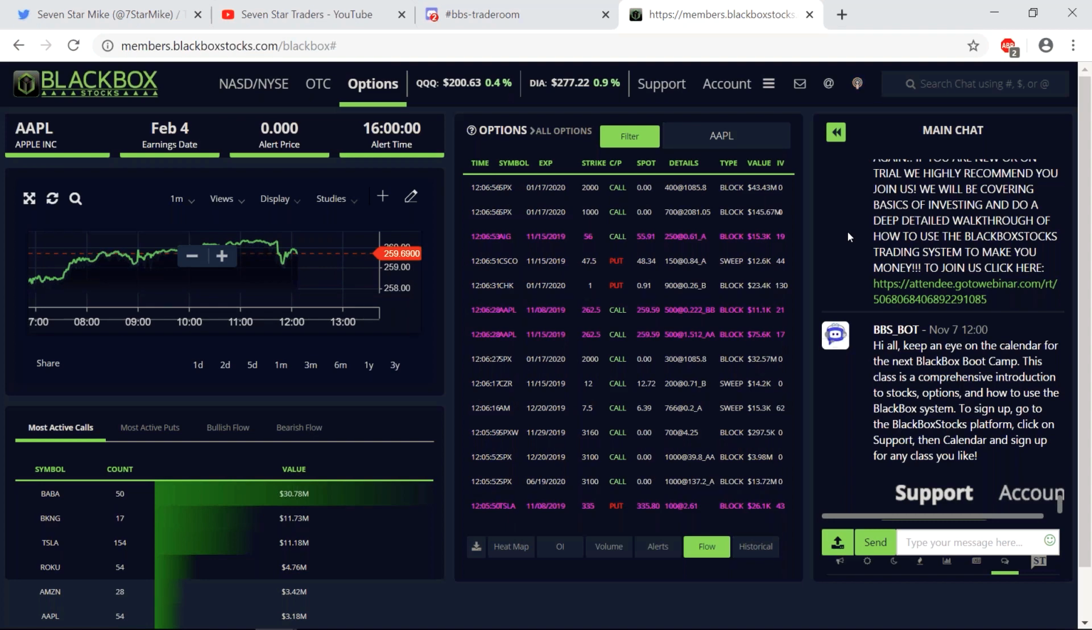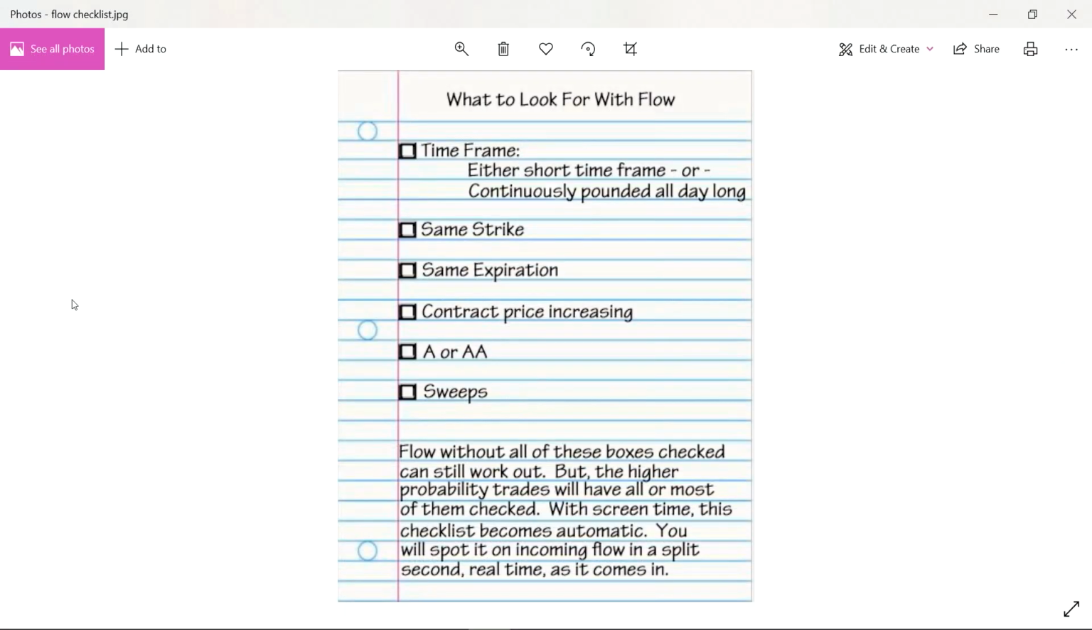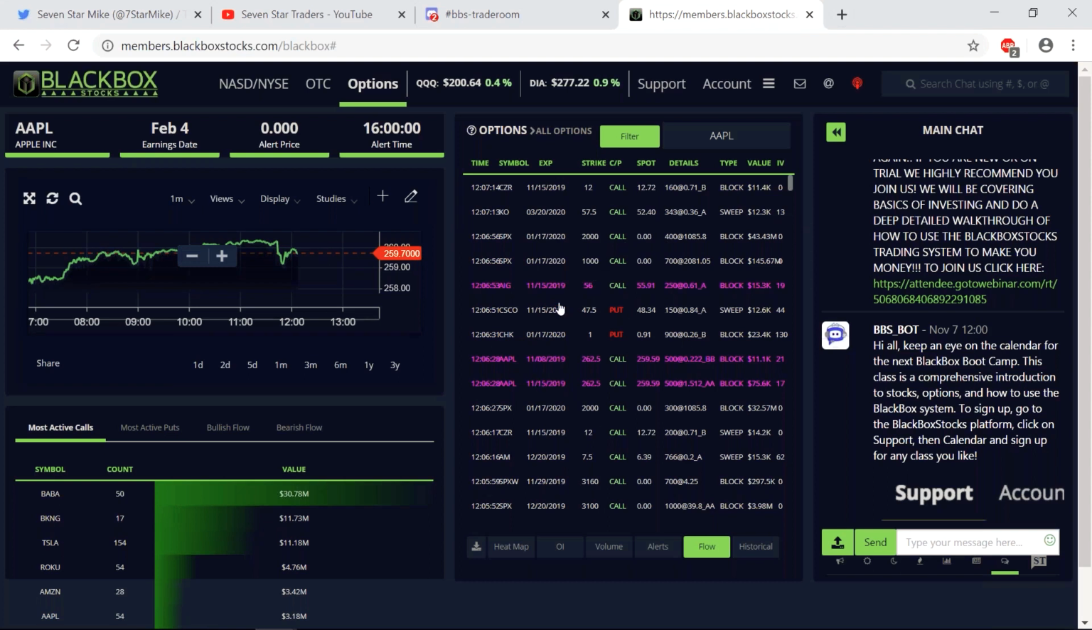I'm very thankful to be a part of it, and I love to be able to give back when I can. And one of the things I try to do is offer some education. So here's one of the things we look for with Flow. We put this together. It's a little checklist as far as how to use the Flow. So this can be pretty confusing if you're brand new, but we take our time to make sure you understand exactly what you're looking at and exactly how you can use it to make money.